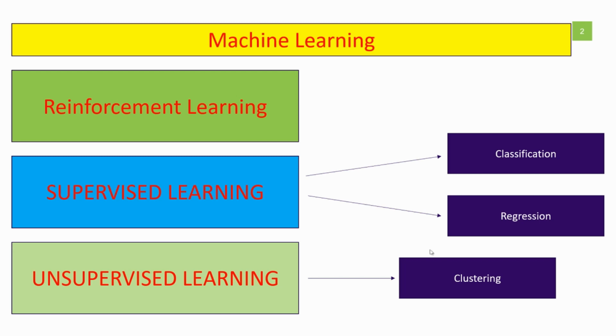Now, supervised learning is further divided into 2 types, classification and regression, right? And unsupervised learning is into clustering. So let's break this down and see what this is.